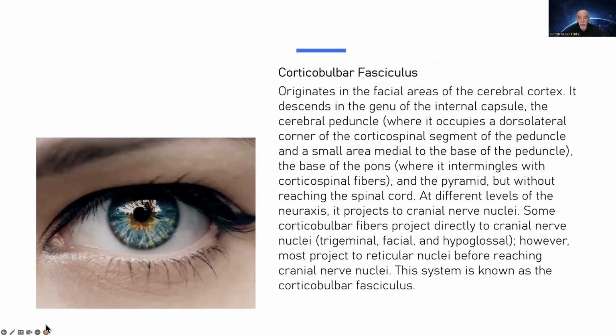The corticobulbar fasciculus. This originates in the facial areas of the cerebral cortex. It descends in the genu of the internal capsule and the cerebral peduncle, where it occupies a dorsolateral corner of the corticospinal segment of the peduncle and a small area medial to the base of the peduncle. It continues in the base of the pons, where it intermingles with corticospinal fibers, and the pyramid, but without reaching the spinal cord. At different levels of the neuraxis, it projects to cranial nerve nuclei. Some corticobulbar fibers project directly to cranial nerve nuclei, trigeminal, facial, and hypoglossal. However, most project to reticular nuclei before reaching cranial nerve nuclei. This system is known as the corticobulbar fasciculus.